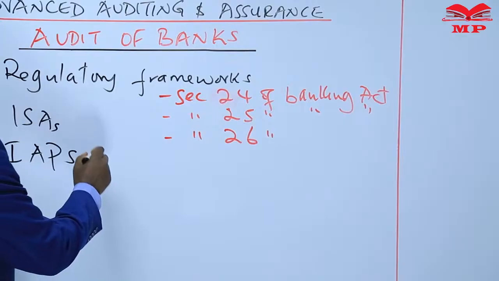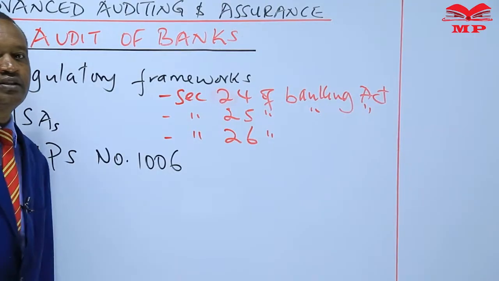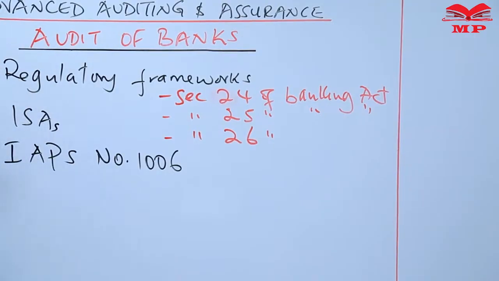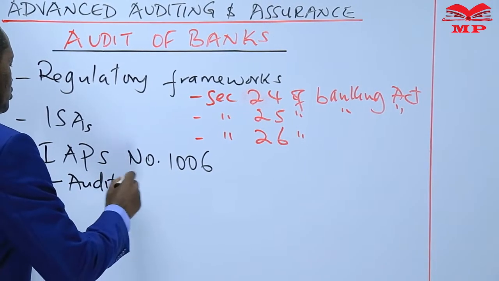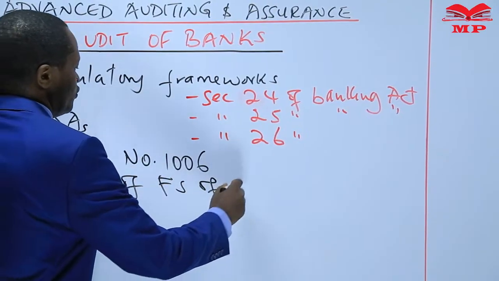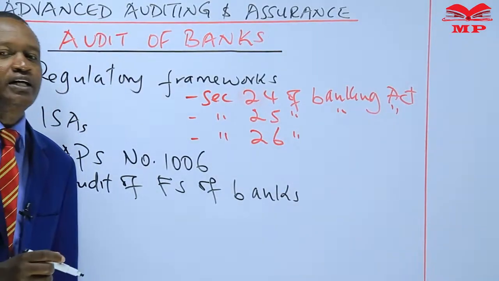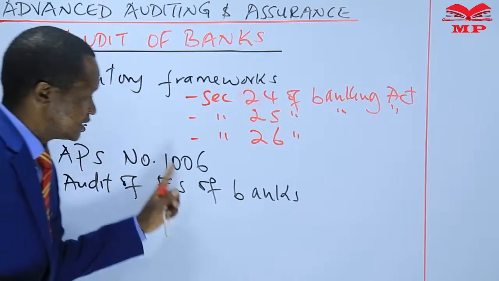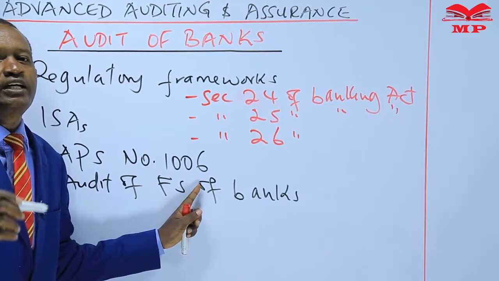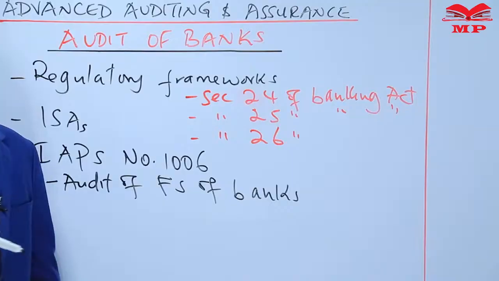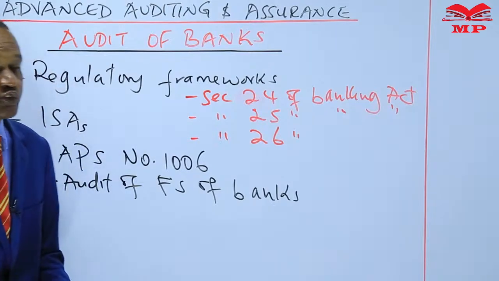Now, the audit of banks is governed by the International Auditing Practice Statement number 1006. This statement is about the audit of financial statements of banks. The purpose of this statement is to provide practical assistance to auditors and to promote good practice in applying international standards on auditing to the financial statements of banks.